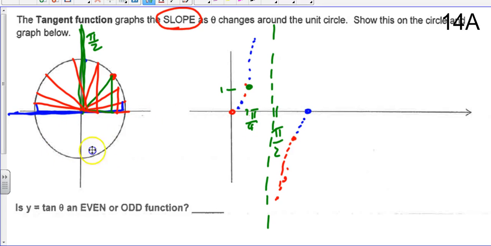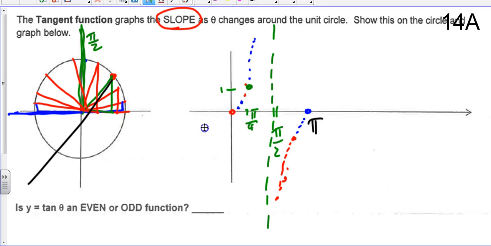Now, does the slope change when I go down here? The slope of this line at pi over 4 is exactly the same as it is down here at 5 pi over 4, right? Because it's exactly the same line. The slope doesn't change. So how long until we've covered all the values? Not 2 pi, but 1 pi. Okay? That's one period right there, because the slope starts to repeat as we go around.